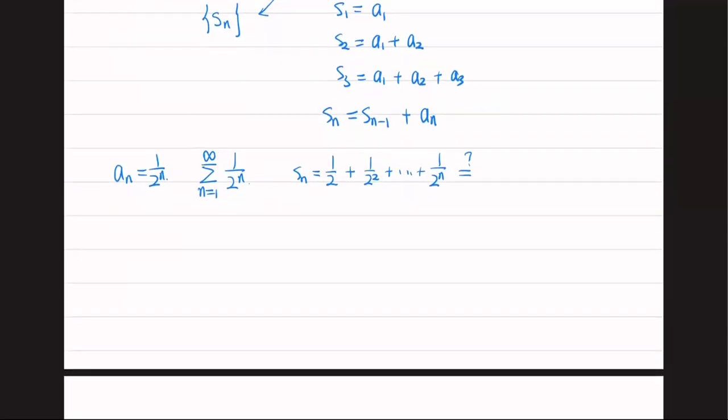So the formula is about sigma, r to the nth power. The partial sum in this case will be r plus r squared up to r to the n. To find the formula for this, we multiply both sides by r, giving r squared and so on.